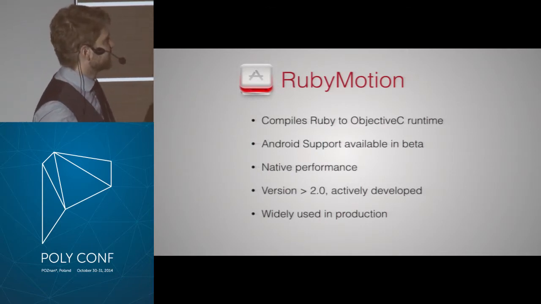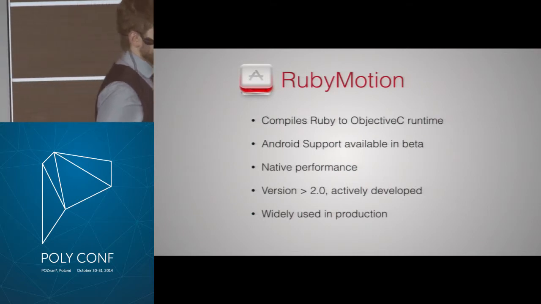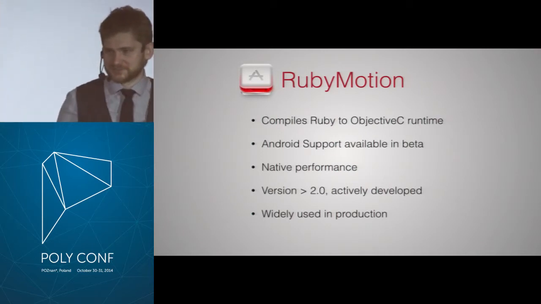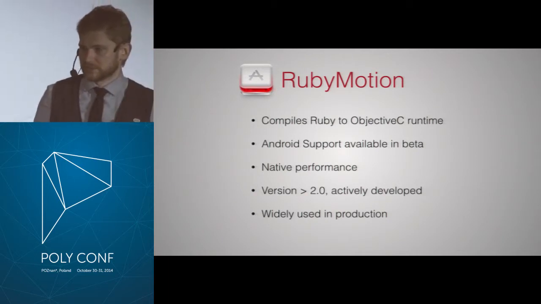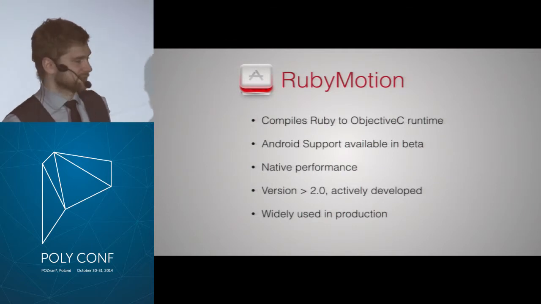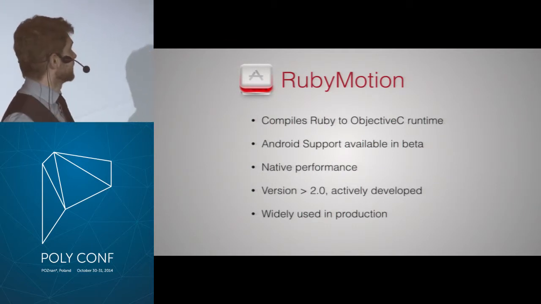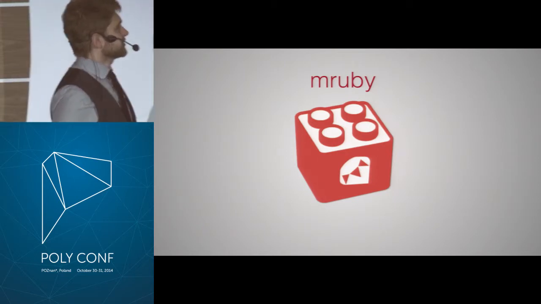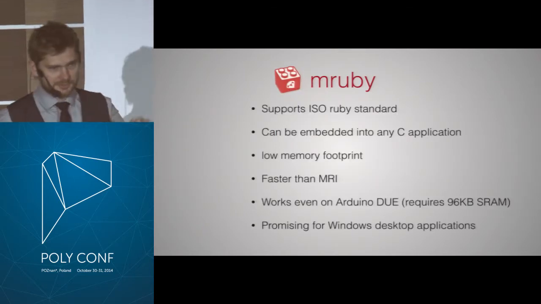So it has native performance, so it's not any kind of layer between Objective-C and Ruby. It's just compiled to the Objective-C runtime, so it uses exactly the same thing as Objective-C natively. And it's widely used in production.